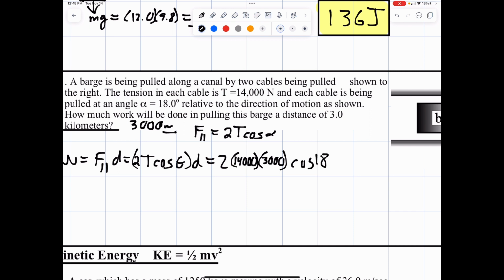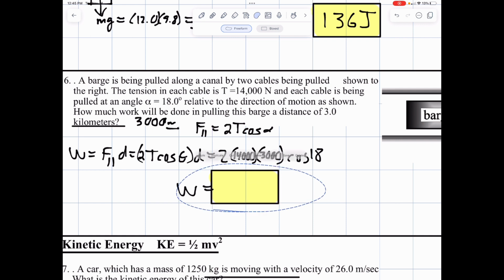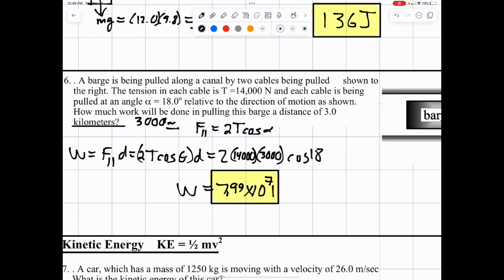So we're going to go 14,000 times 2 is 28,000 times 3,000 times the cosine of 18 degrees. And if we do that right, you're going to get a lot of work. I mean, think about it, it takes a lot of effort to move that big boat. We're going to get about 7.99 times 10 to the 7 joules.